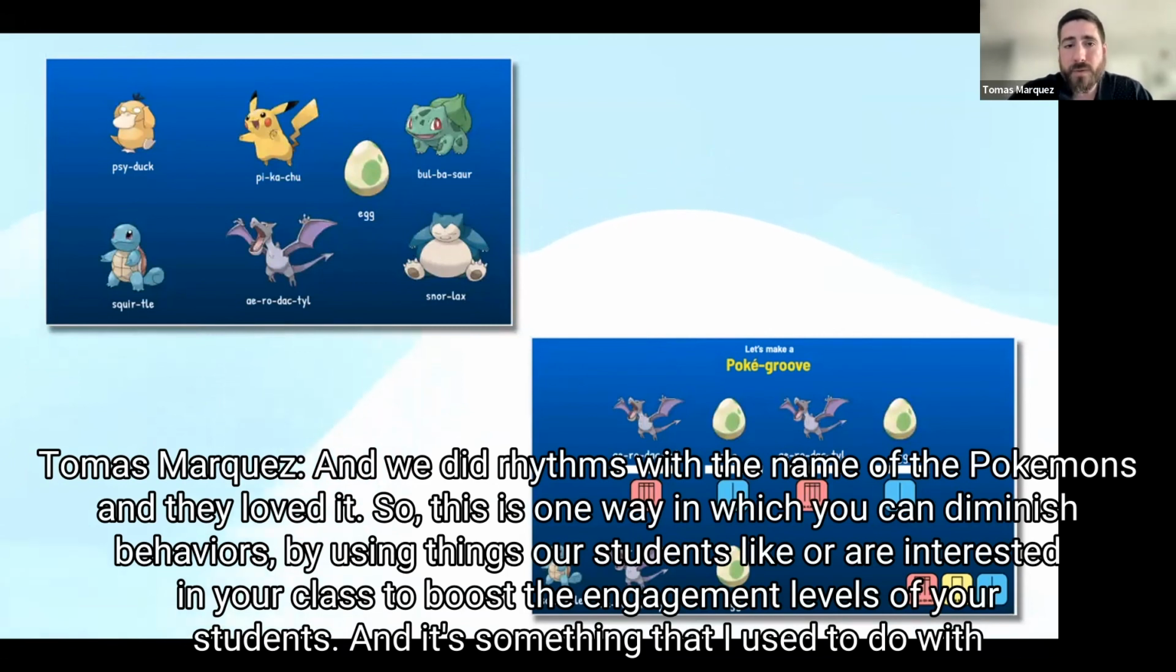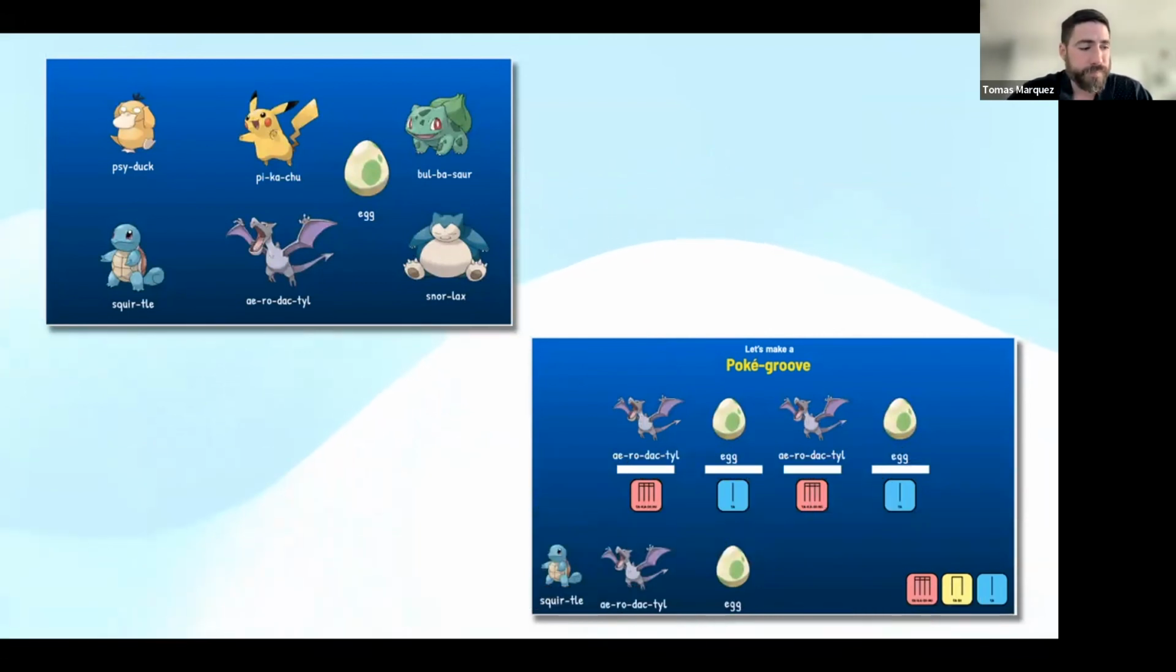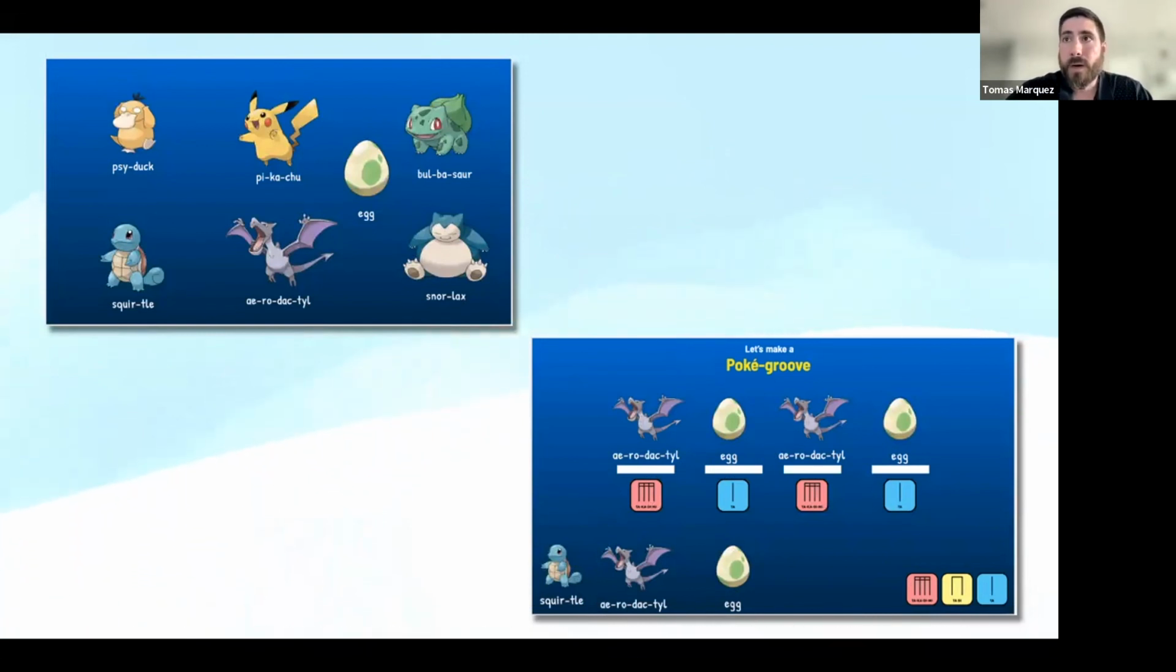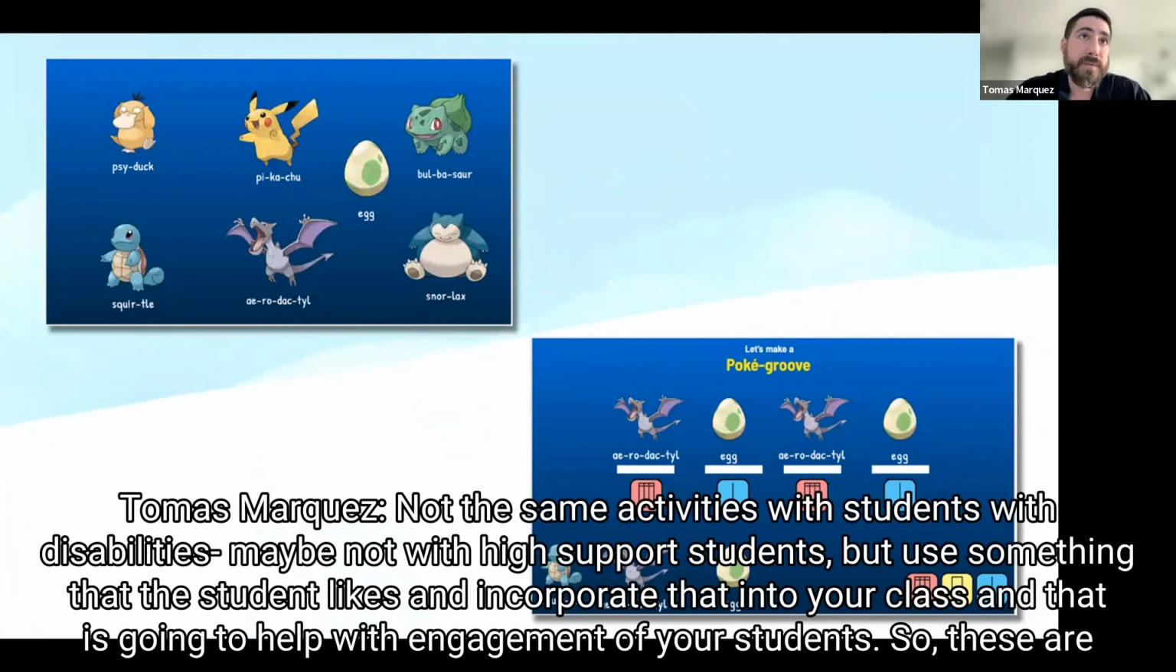And this is something that I used to do with typical students and students with disability. Not this same activity with students with disability, maybe not with high support students, but use something that the student likes and incorporate that into your class. And that is going to help with the engagement of your students.